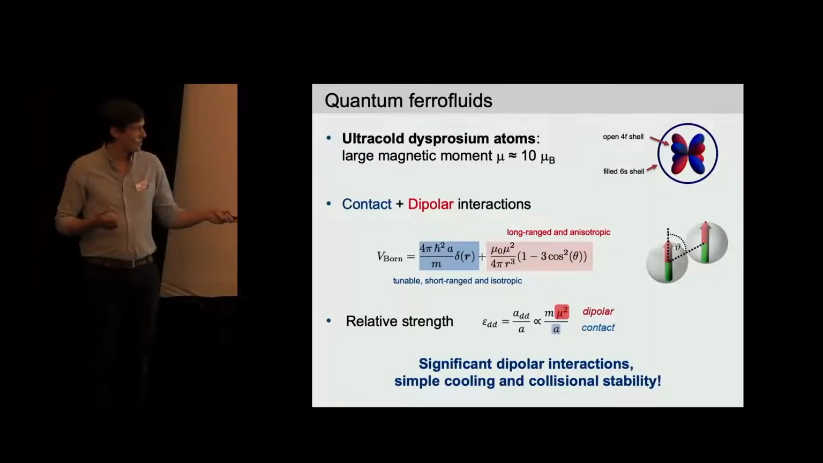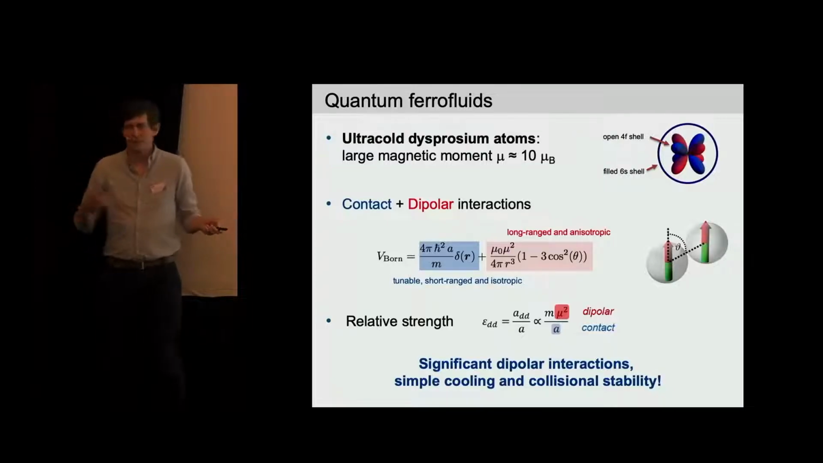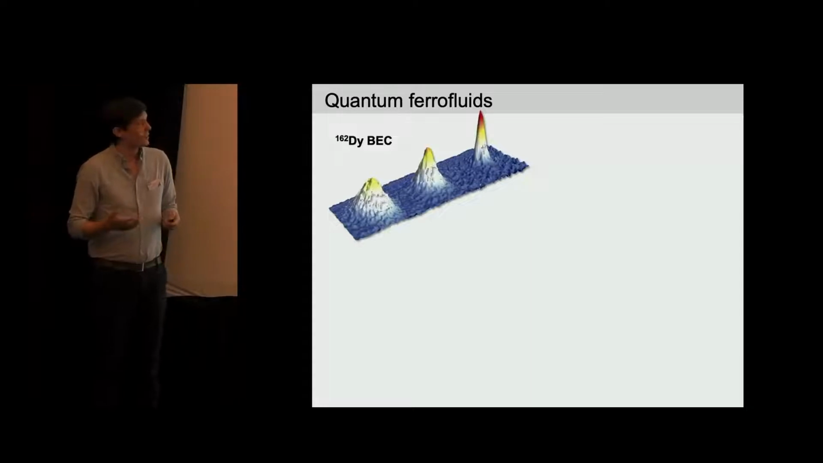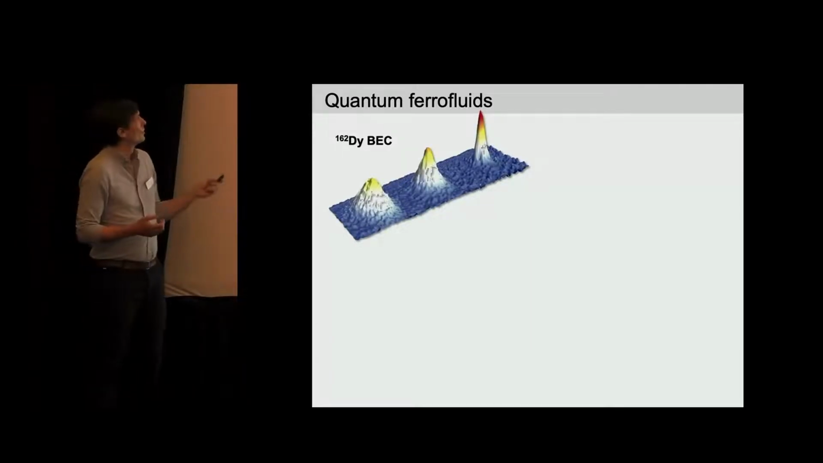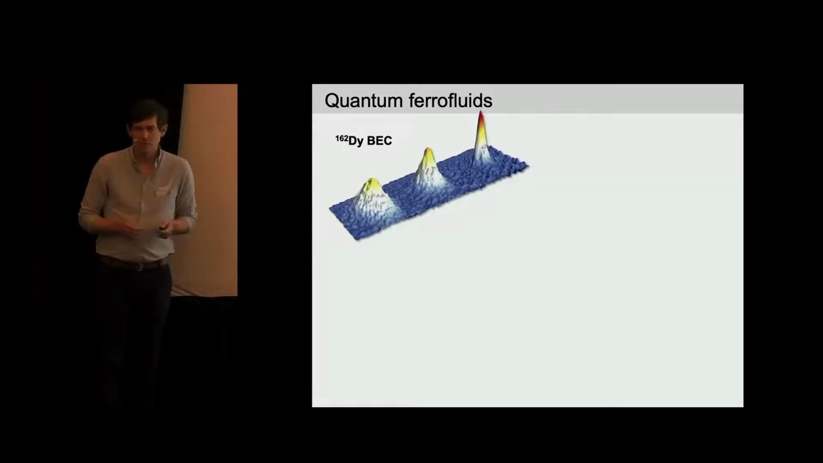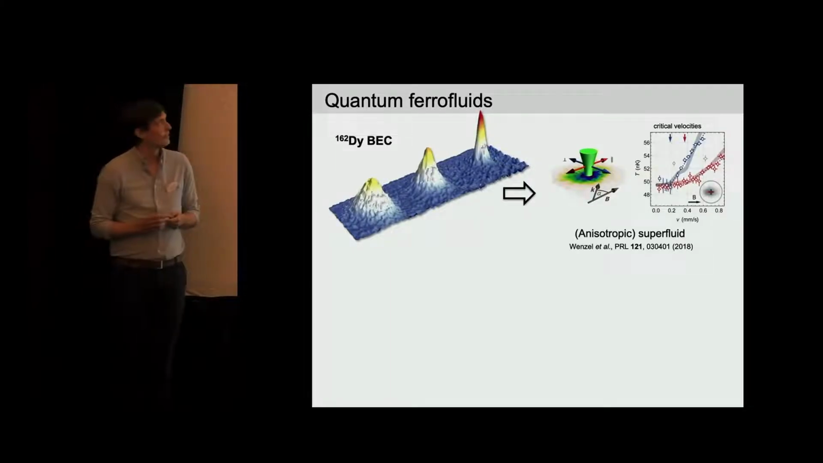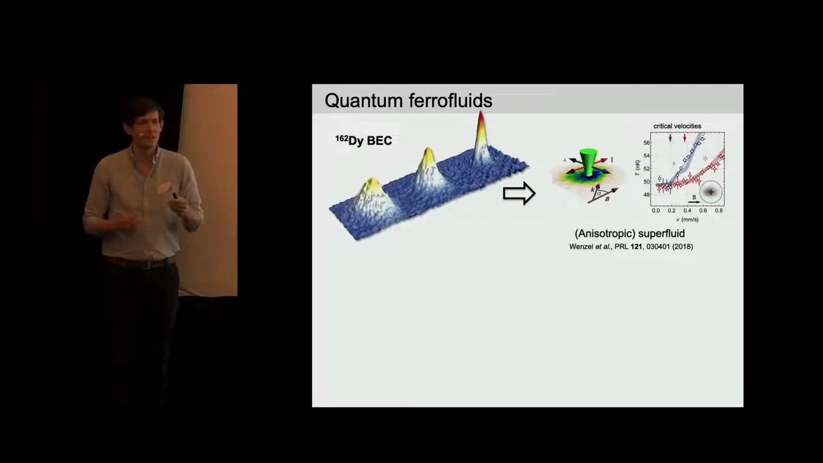Because it's atoms, it's actually very simple to cool, and it's also collisionally stable. So, for that reason, it's fairly straightforward to produce a Bose-Einstein condensate of these atoms. And now with these Bose-Einstein condensates, you can do experiments. The first one you can do is a classic BEC experiment.